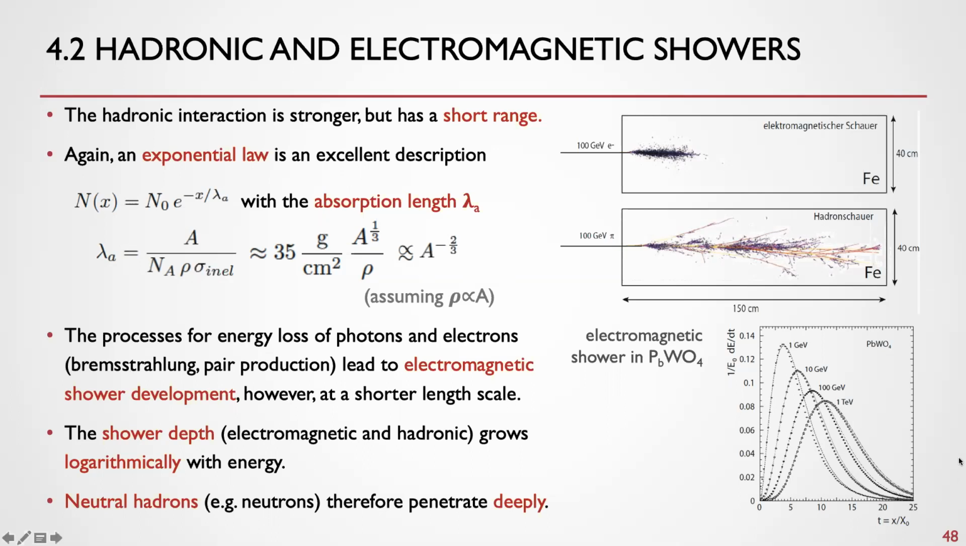Imagine this would scale linearly. It would be impossible to detect particles in an energy range from 1 GeV to 1 TeV. That's a factor 1,000, but it takes only a few steps in terms of radiation length.